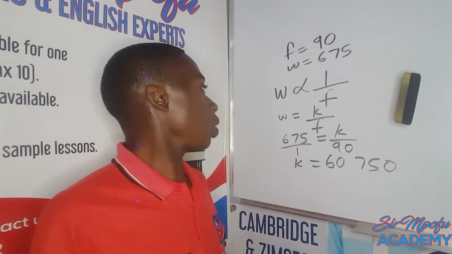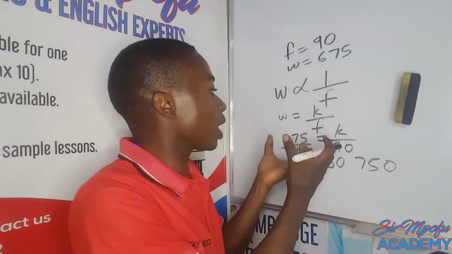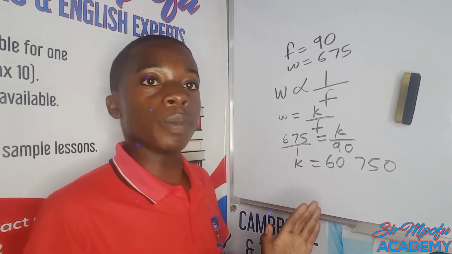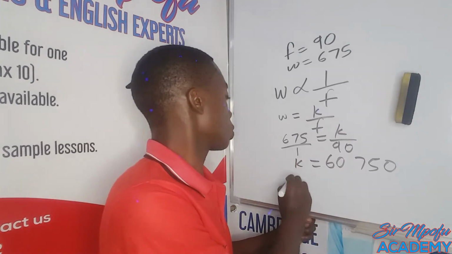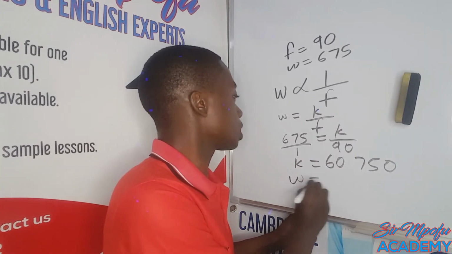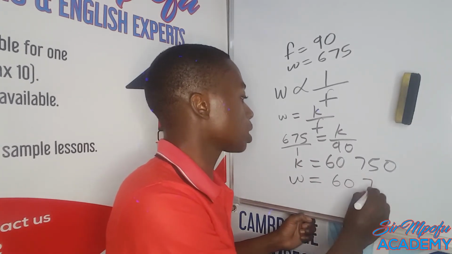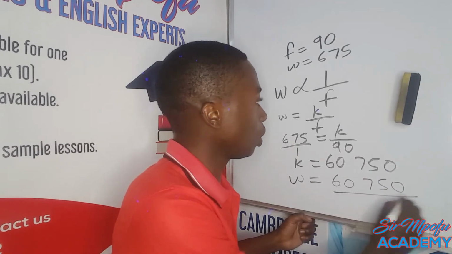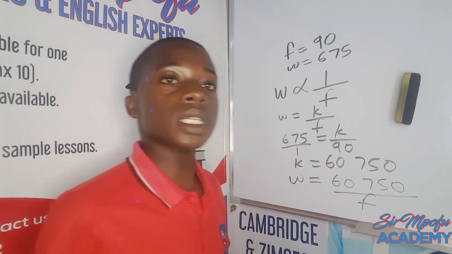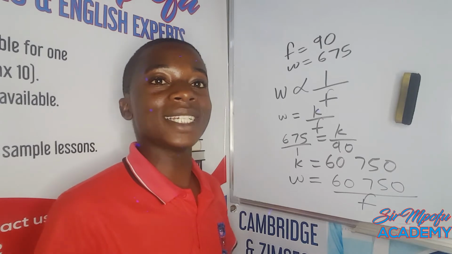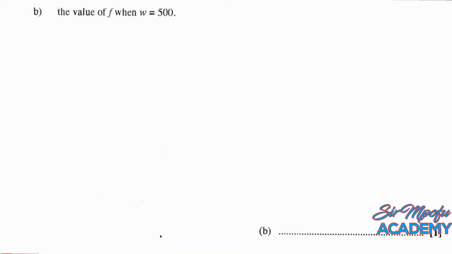60,750. So we are going to substitute the value of k, and W and f will remain as they are. That's our equation. So W is equal to 6750 over f. That's the equation connecting W and f. Now find the value of f when W is equal to 500.